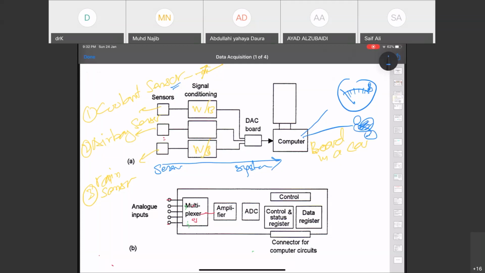As simple as this. Abdullah, did you get my explanation? Doctor, I'm getting, yes. It's all good.